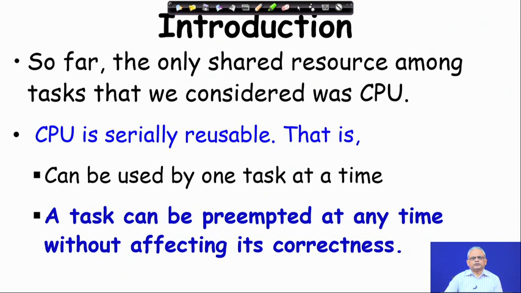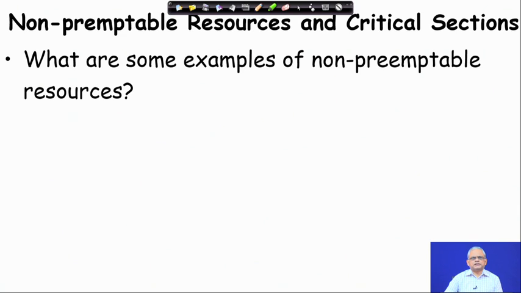But now we are going to look at resources which are not serially reusable. These are the non-preemptable resources, and also we will look at the critical sections. A non-preemptable resource is one where once a task is using the resource, we cannot preempt it any time that we need another task to run; we need to wait until the task completes use of the resource.